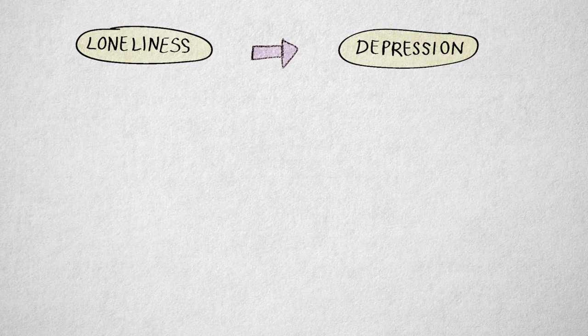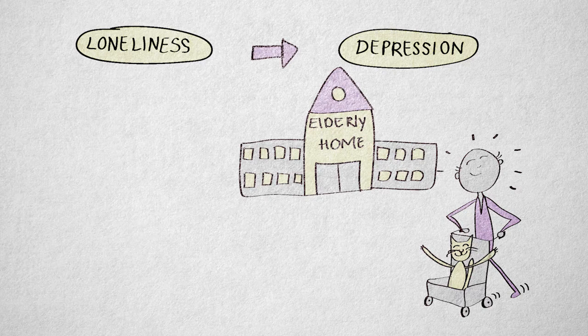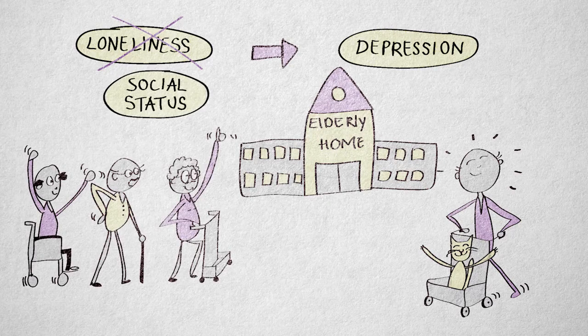Suppose I hypothesize that loneliness causes depression. I attempt to lower loneliness of elderly people in a retirement home by giving them a cat to take care of, expecting their depression to go down. Suppose that taking care of the cat didn't affect loneliness at all, but instead gave residents a higher social status. They're special because they're allowed to have a cat. The manipulation aimed at lowering loneliness, in fact, changed a different property, social status.